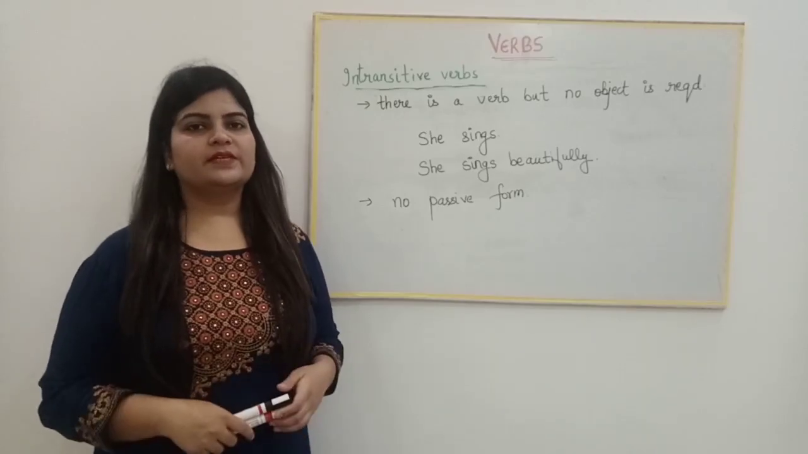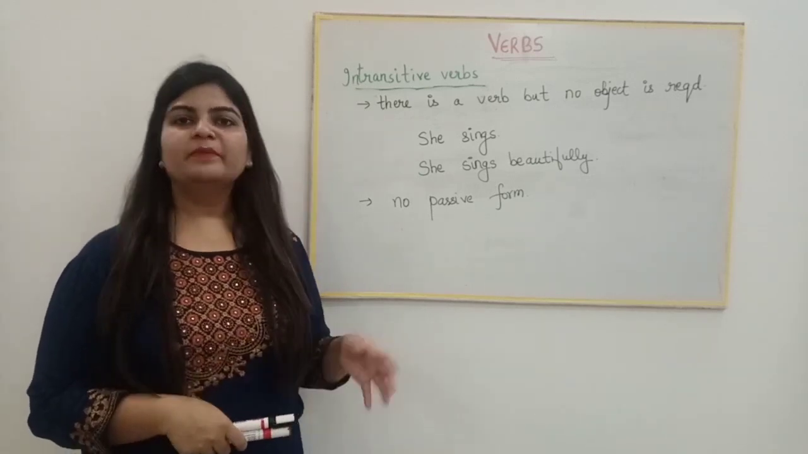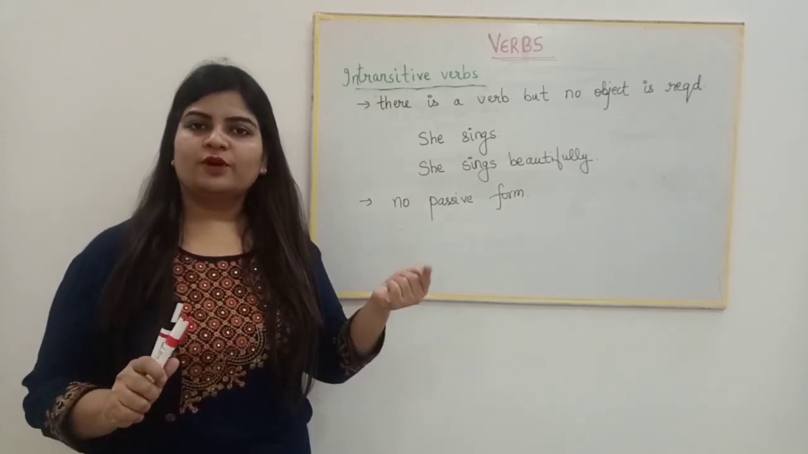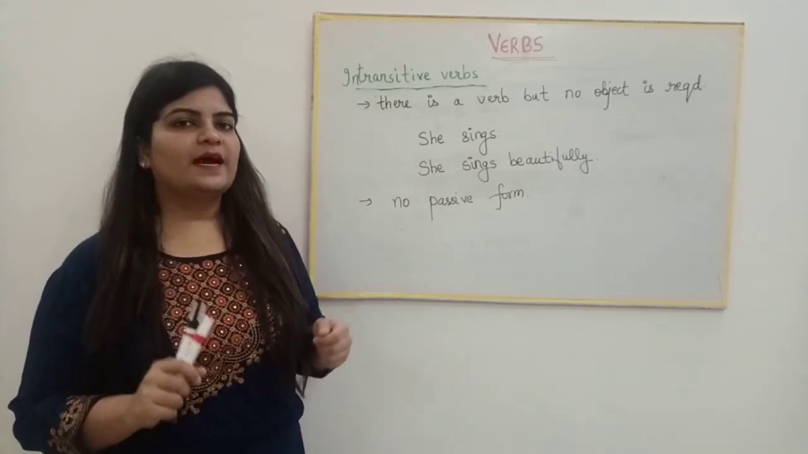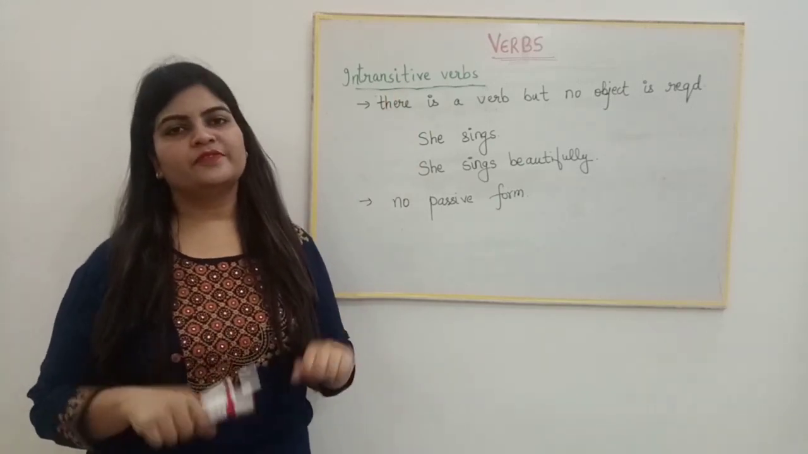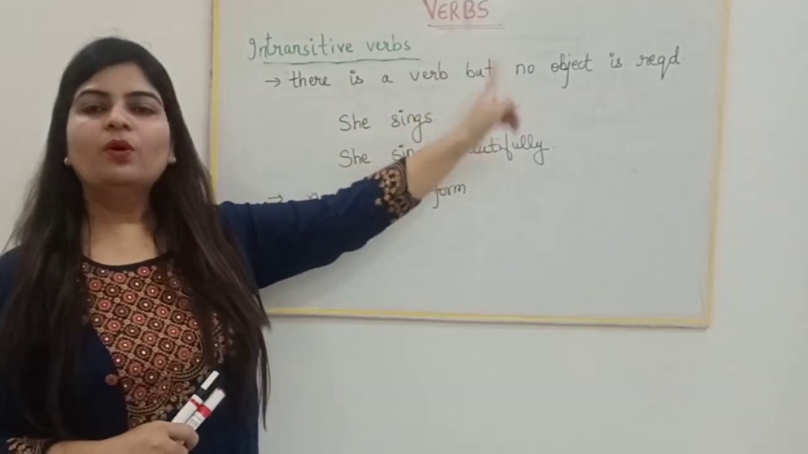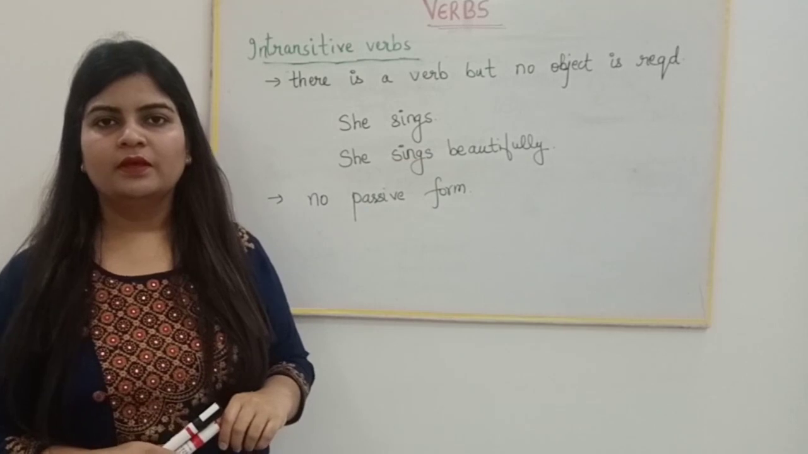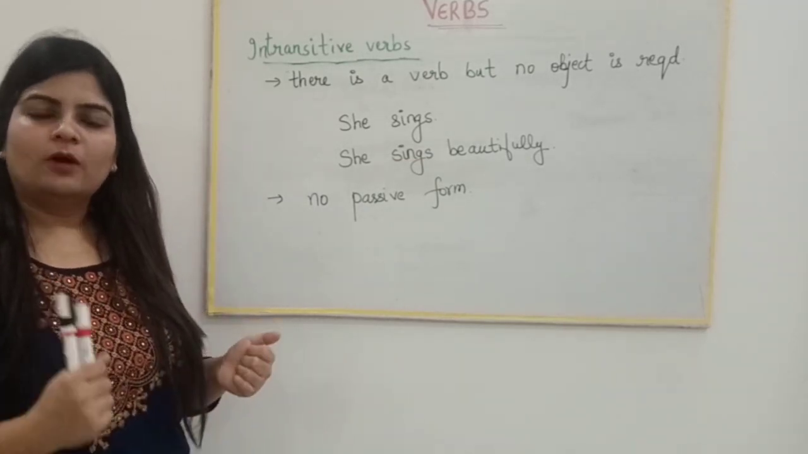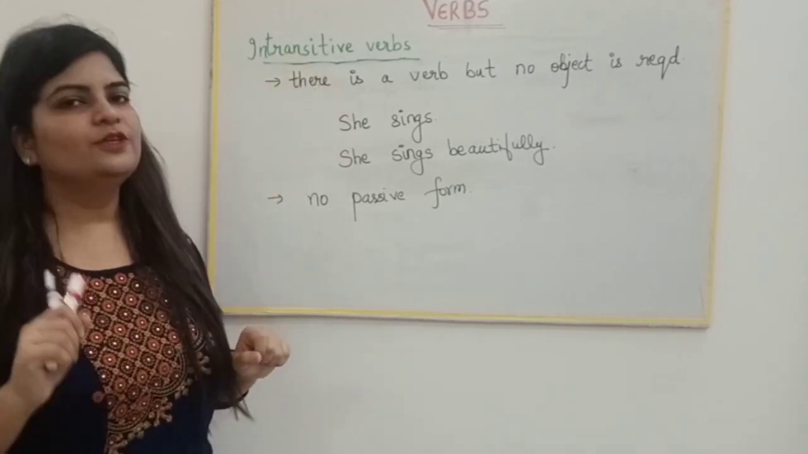Now let's understand what intransitive verbs are. As apparent from the name, they must be the opposite of transitive verbs. If in transitive there is a transfer of action on the object, then in intransitive there is no action transferring. Let's read: there is a verb, but no object is required. When you encounter a sentence in which there is no object, that means an intransitive verb has been used here.